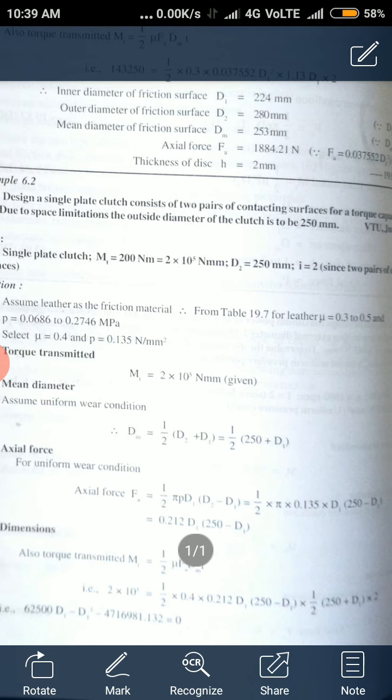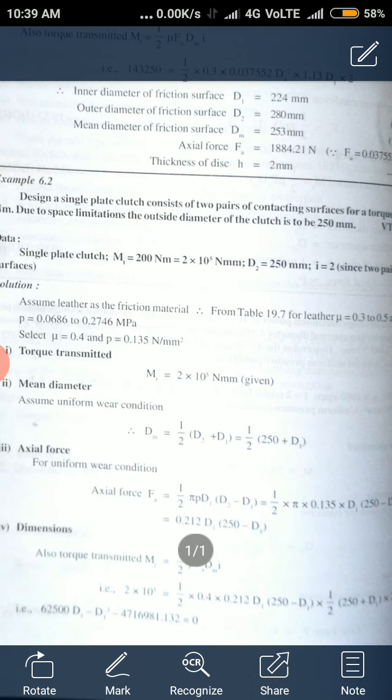What they have selected is mu equal to 0.4, which lies between 0.3 and 0.5, and p equal to 0.135. You can select any other value in this range, it's not an issue. So he has taken p equal to 0.135 Newton per mm square. Now torque is given, the first parameter Mt. Next, mean diameter dm equal to 1 by 2 (d2 plus d1), equals 1 by 2 (250 plus d1), keep as it is.